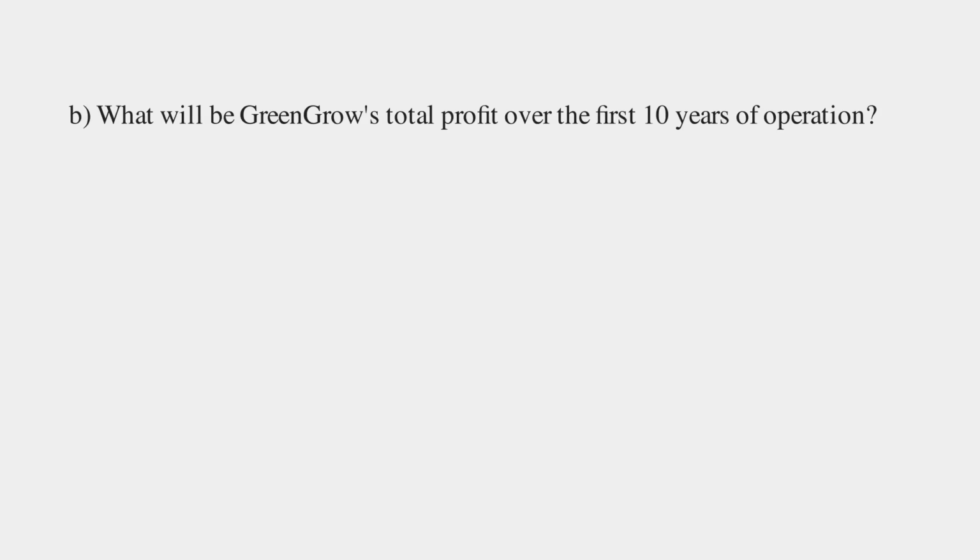In part B, they are asking about the total profit over the first 10 years of operation. This time, we need the total profit, indicating that we are looking for an arithmetic series. Again, u1 is still 25,000 and d is still $4,500. We're interested in the total profit over the first 10 years, so n is 10.